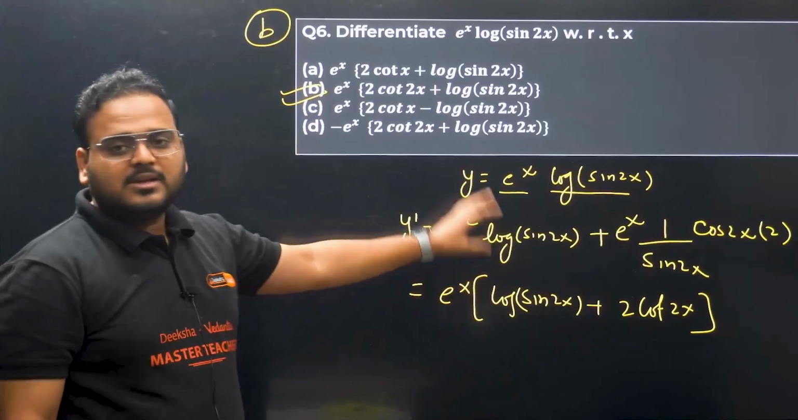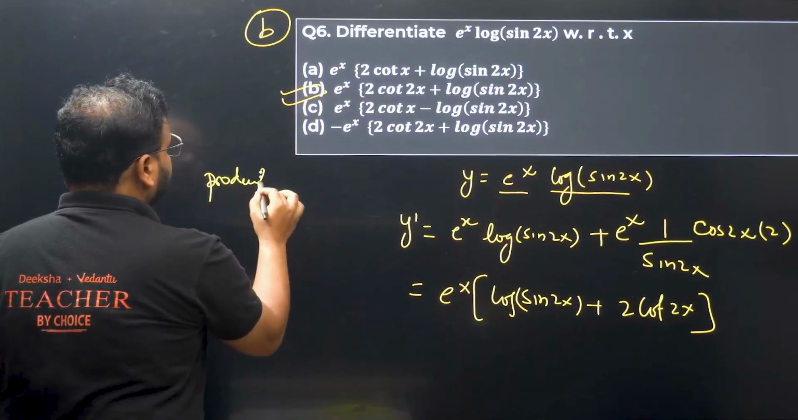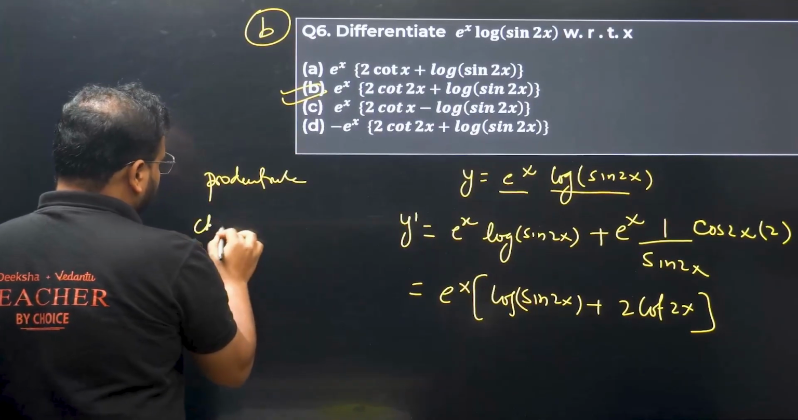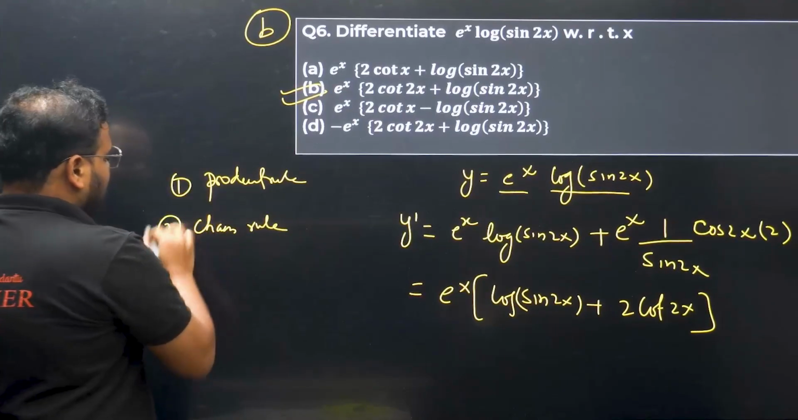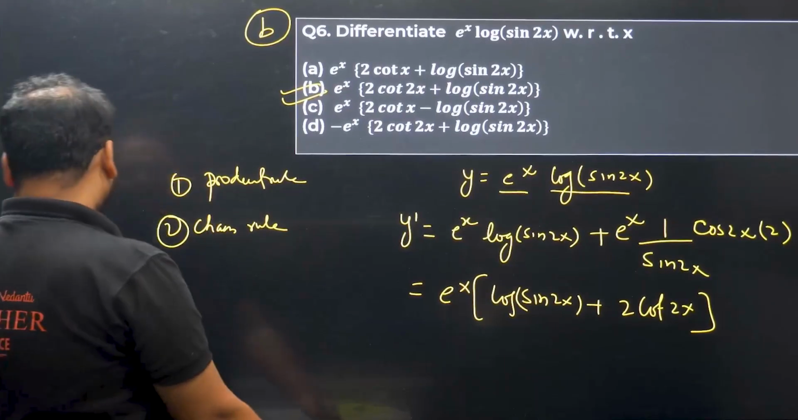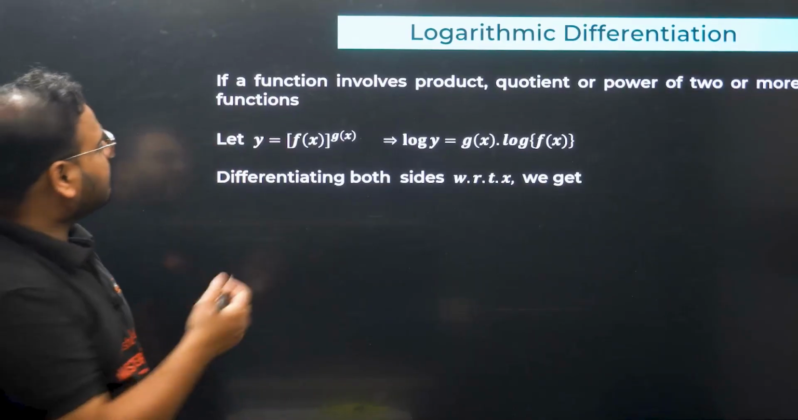Very simple question. Just follow the product rule, and then we have the chain rule applied over here together. Can we move on to the next question? Question number 7 now. Before that, we have logarithmic differentiations.